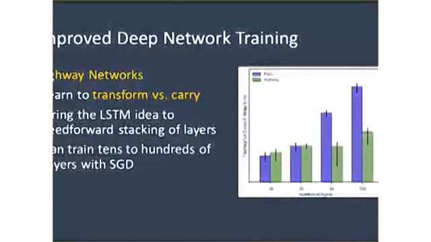In a highway network, every unit learns to smoothly vary its behavior between transforming information or carrying information. This idea is inspired by the gating mechanism in an LSTM network. Due to this design, we can easily bias the network initially towards carrying information. And this way, the gradients don't vanish, and we can train networks with tens to hundreds of layers with gradient descent techniques. In the figure on the right, we show that plain networks cannot be trained well as the number of layers increases to about 100 with a well-known initialization, but highway networks do not suffer from this problem, and we can still easily train them.